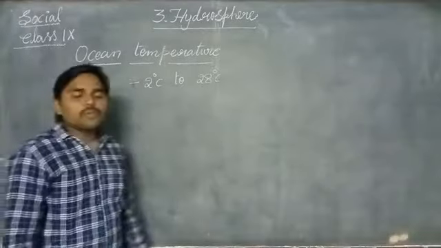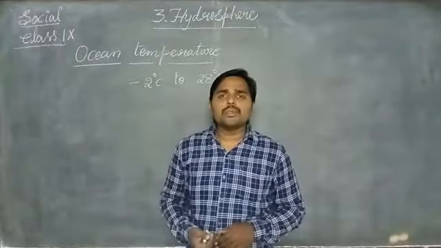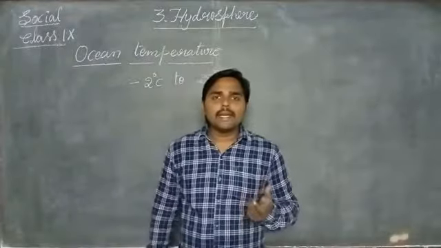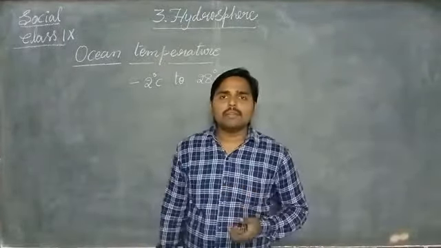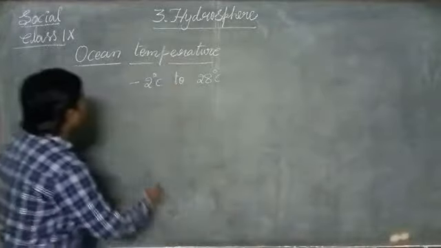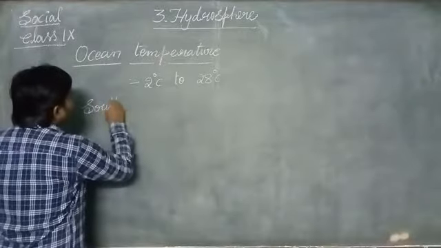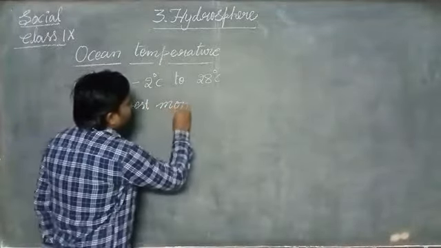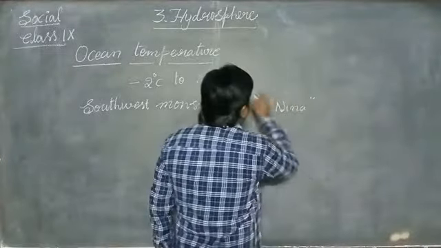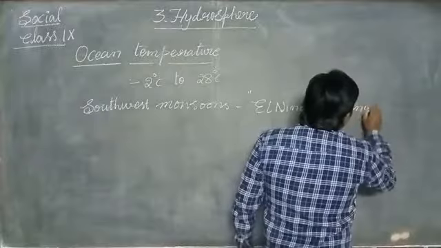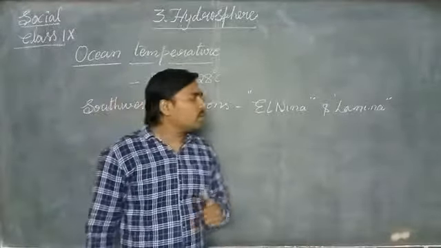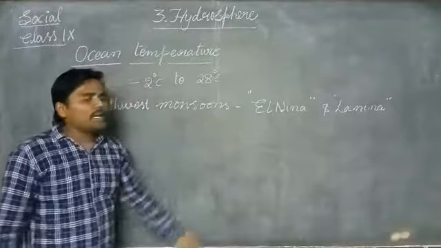But if you see the southwest monsoons, due to the activeness of the southwest monsoon winds, El Nino and La Nina are created in the Pacific Ocean. These El Nino and La Nina are winds which heat the oceanic water. These are the hot winds that flow on the surface of the ocean.